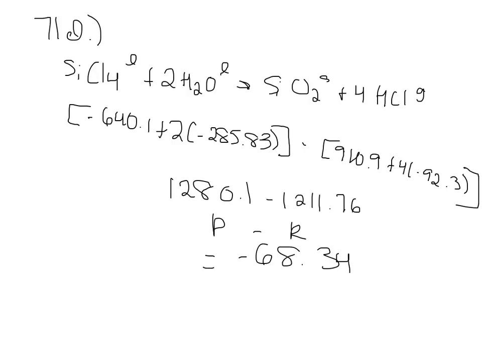And for the last one, there's SiCl4 in the liquid state, which is negative 640.1. H2O, for the one molecule of H2O is negative 285.83, so I had to multiply by 2. And then minus SiO2, which is negative 910.9, plus 4 times 1 molecule of HCl, which is negative 92.3. And that gets me, over here is 1280.1, and then on the reactant side it's 1211.76. So I decided to flip it this time, and I did 1280.1 minus 1211.76, and I got negative 68.34.